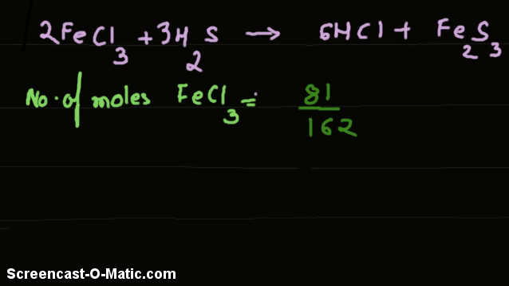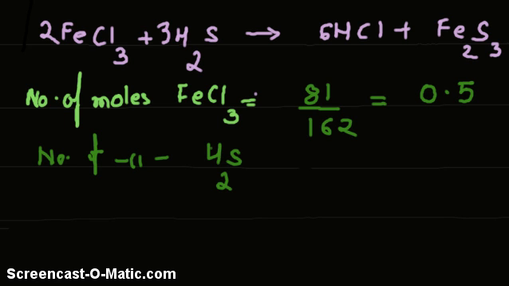which is 162. Number of moles is 0.5. In the same way, number of moles of H2S is equal to 68 divided by 34, that is equal to 2 moles.